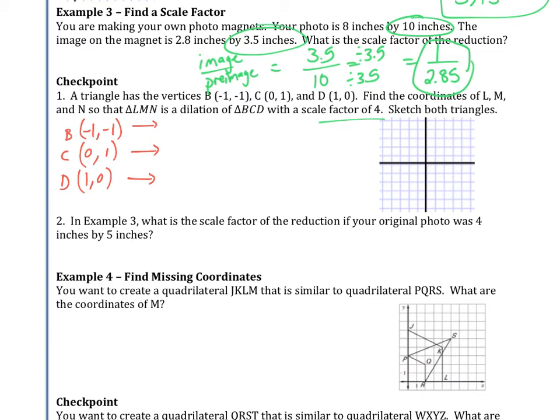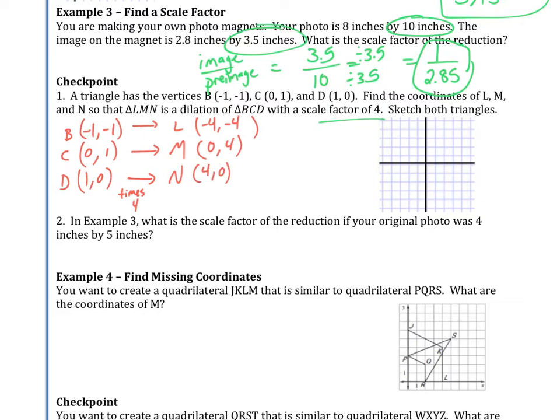Okay, to get LMN, we have to multiply by 4. So L would be at -4, -4. M would be at 0, 4. And N would be at 4, 0.